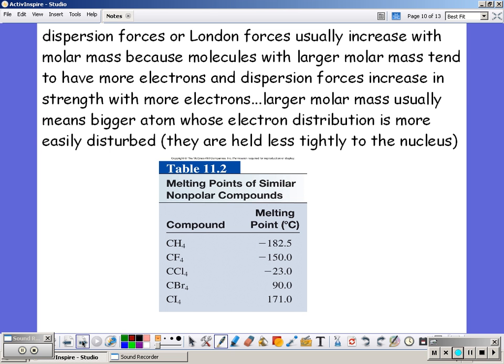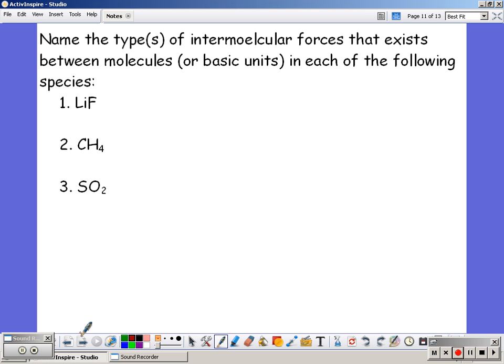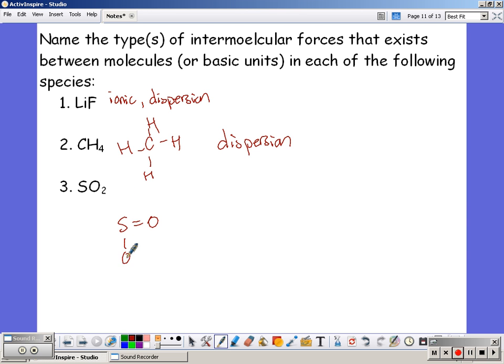Name the type of intermolecular force that exists between molecules or basic units in each of the following species. Well, LiF is ionic, so it would have ionic forces, or electrostatic forces, and it also has dispersion. Everything has dispersion forces. CH4, if we draw the Lewis structure, is a nonpolar molecule, so it just has dispersion forces. SO2, if we draw the Lewis structure, would be a polar molecule, so it has dispersion forces and dipole-dipole forces because it's polar.